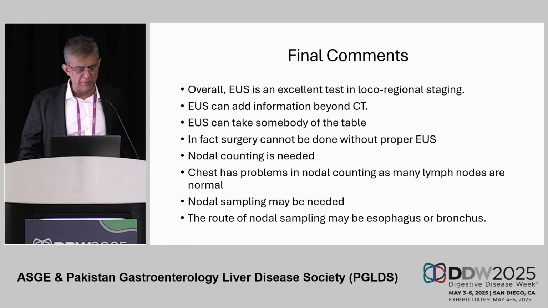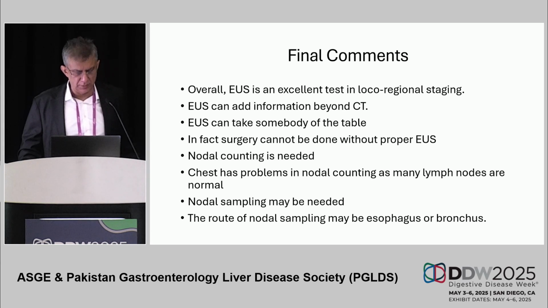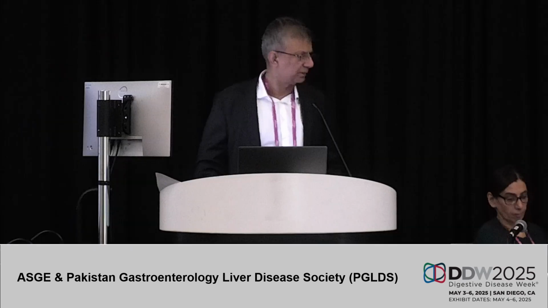Nodal sampling may be needed, and it is interesting that the route of sampling, in esophageal cancer, can sometimes be through the bronchus, and in lung cancer is quite often through the esophagus. So thank you very much. This is all I have to say.